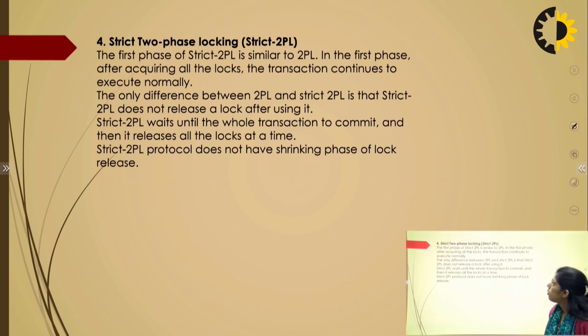Lastly, the strict two-phase locking protocol. The first phase of this particular protocol is similar to 2PL. In the first phase, after acquiring all the locks, the transaction continues to execute normally. The only difference between 2PL and strict 2PL is that strict 2PL does not release a lock after using it. It waits until the whole transaction commits and then releases all the locks at a time. Strict 2PL protocol does not have any shrinking phase.